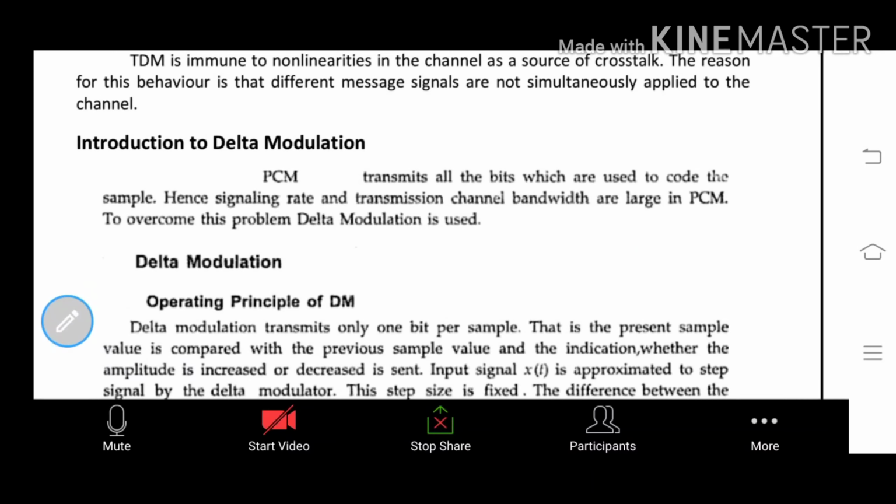And the remaining topic is delta modulation. So tomorrow we can explain delta modulation.